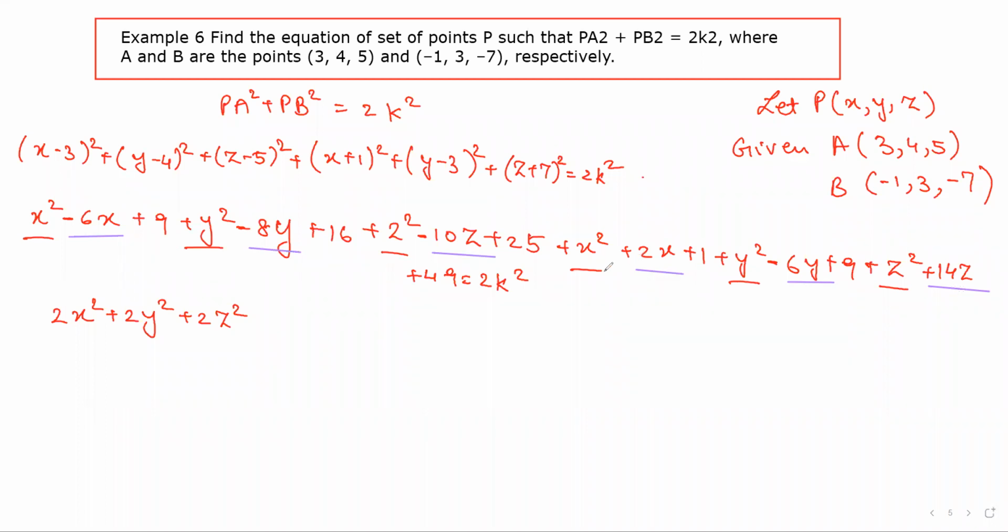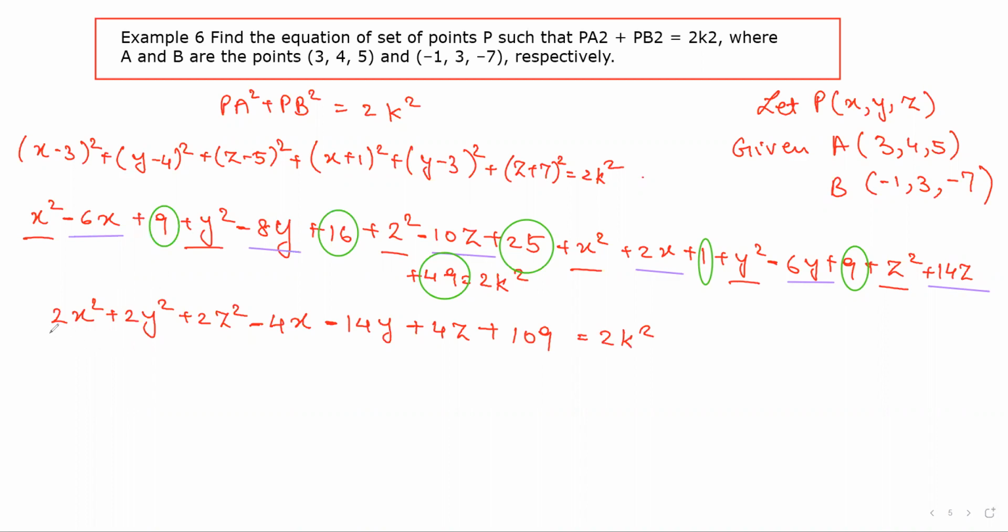So this will be minus 6x plus 2x, minus 4x; minus 8y minus 6y, minus 14y; and z, which is minus 10z plus 14z, will give you plus 4z. And now the constant values: 9, 16, 25, 1, 9, 49. So 9 plus 16 is 25, 25 plus 25 is 50, 50 plus 1 is 51, plus 9 is 60, 60 plus 49 is 109. So plus 109 is equal to 2k square.